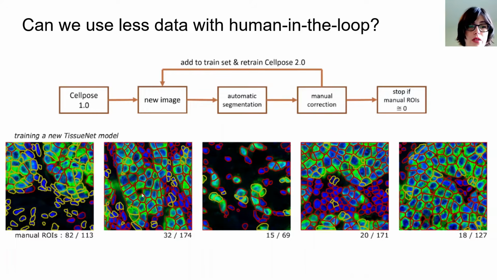On the first image, we run Cellpose 1.0, and 82 out of the 113 ROIs need to be corrected. But on the second time, after the model's been trained with just this single image, we see that only 32 ROIs need to be added out of 174. And then continuing this procedure, only tens of ROIs need to be added rather than hundreds in order to correct these segmentations.